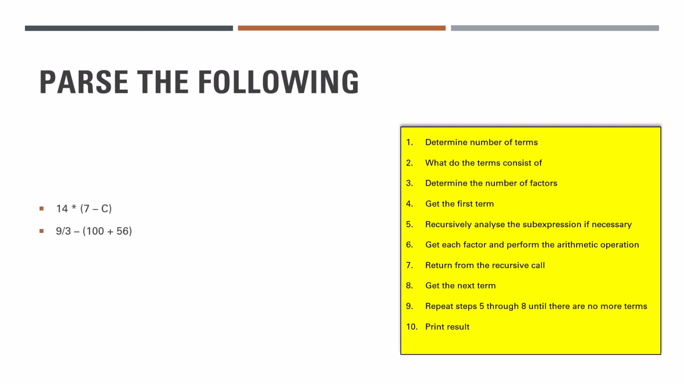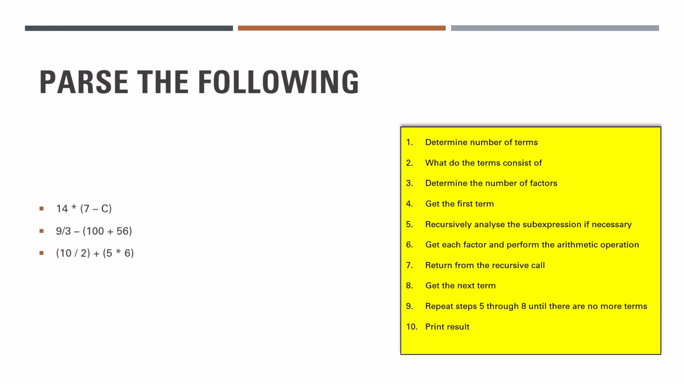That's 9 divided by 3. We do not need to recursively analyze this, right? It's just a number divided by another number. So in effect, factor divided by factor, you can say. So we get each factor and perform the arithmetic operation. Return and get the next term. Now this is a parenthesized expression, so at step 5, we will recursively analyze this expression, get each factor and perform the arithmetic operation, return from the recursive call, get the next term, there's nothing there, and so we print the result.